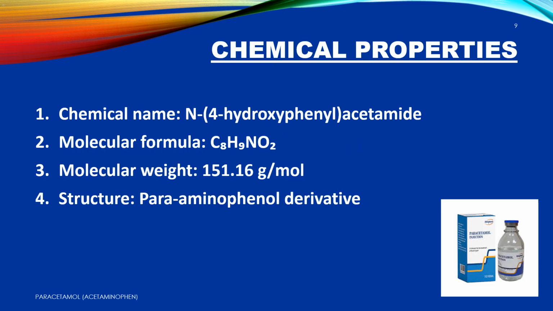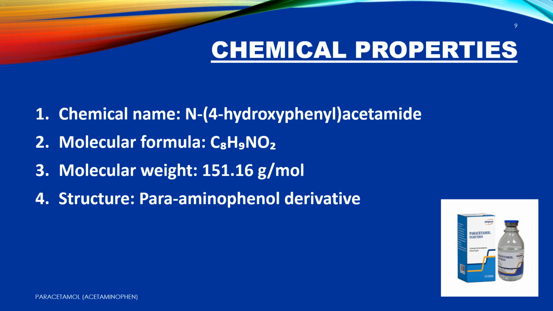Chemical properties of paracetamol. 1. Chemical name. The chemical name of paracetamol is N-(4-hydroxyphenyl)acetamide, which describes its molecular structure and composition. 2. Molecular formula. The molecular formula of paracetamol is C8H9NO2, which indicates the number and types of atoms present in the molecule.